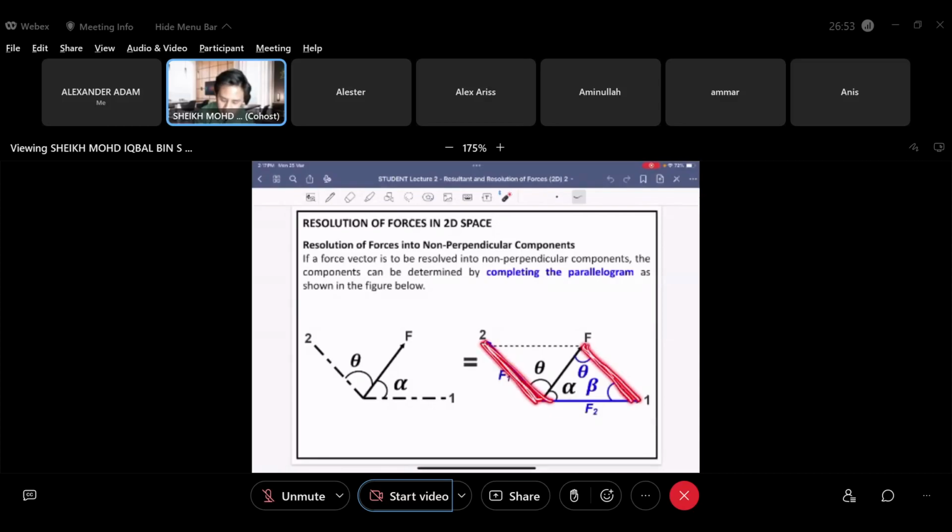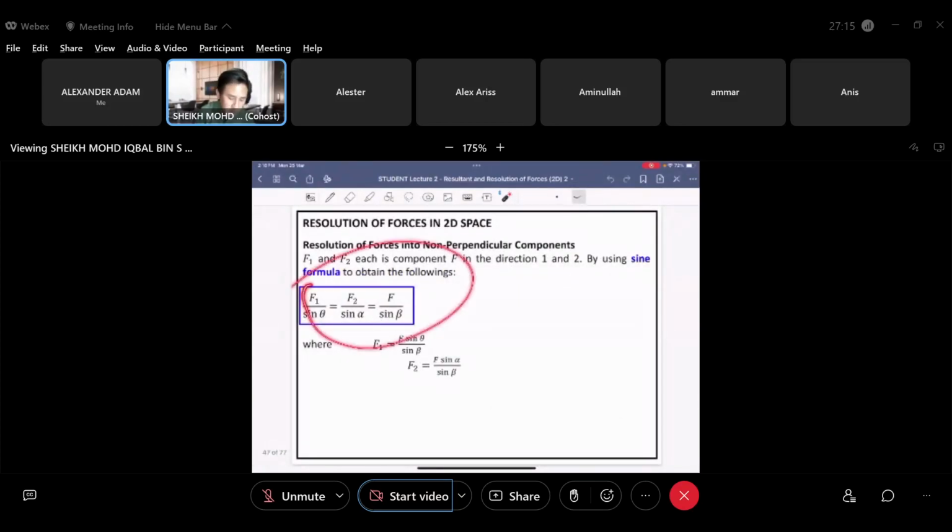If you're using F1 from here, you take the angle alpha here. If you take the F1 here, you take the angle here, right? Same thing for F2. If you want to find F2 here, you take the angle across from it, theta. So that's how you get the sine formula here: F1, this is the angle across from it, and so on. From this sine formula you can get the magnitude of either F1 or F2. This is the F resultant, the resultant force.